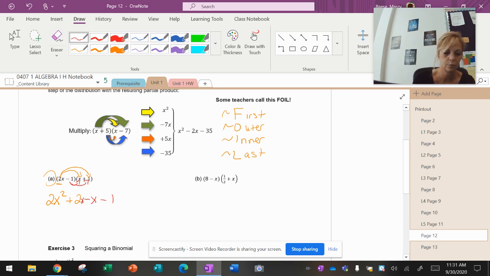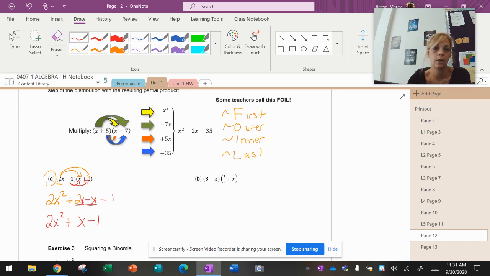I'm sorry, I forgot to put an x here. So that was the outer. 2x times 1 is 2x. I think I just forgot to put that. All right, and then you literally just take like terms, which 2x minus x is x, and negative 1, and you just combine. And that's it.